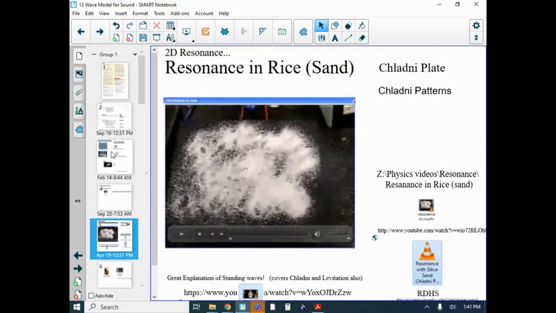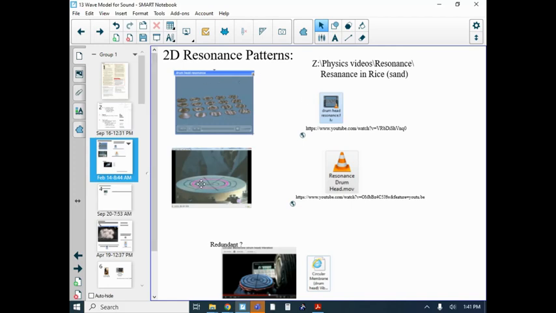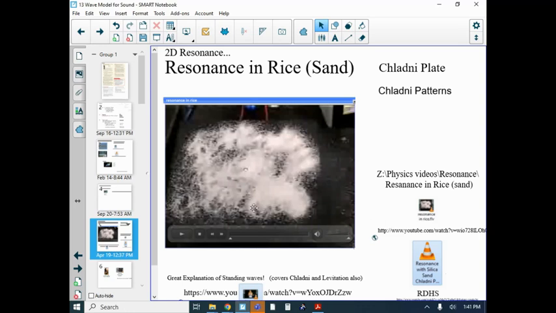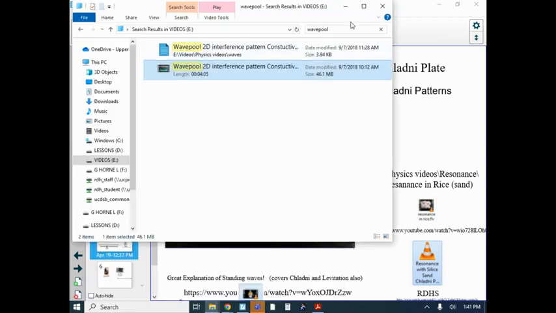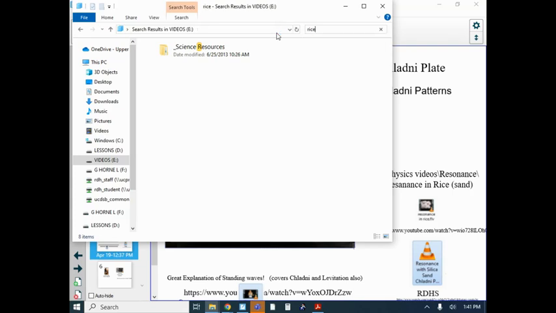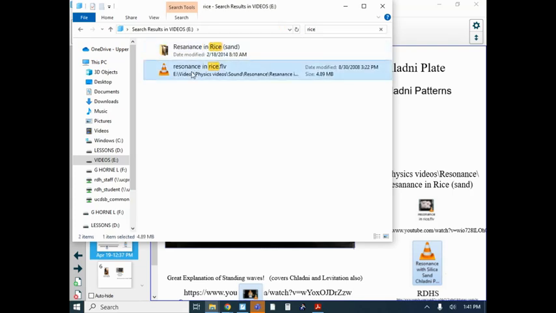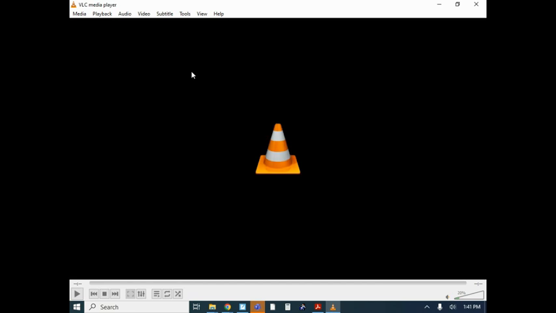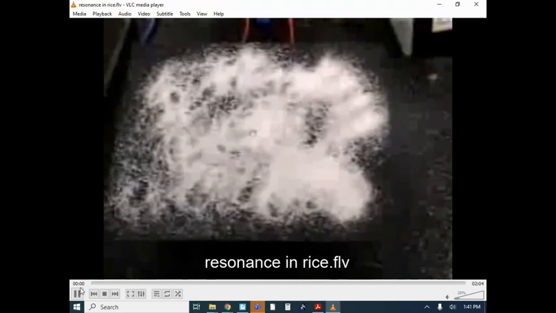And so if you think of this being like a surface, if you had grains of sand or rice or something scattered all over this, where there's no movement, where there's a node, it would stay put. So this is a video. I do this in class as well. I have a metal plate and a speaker underneath that just vibrates it at certain frequencies. And I'll show you here resonance in rice. It's a fun one to show in class for sure.